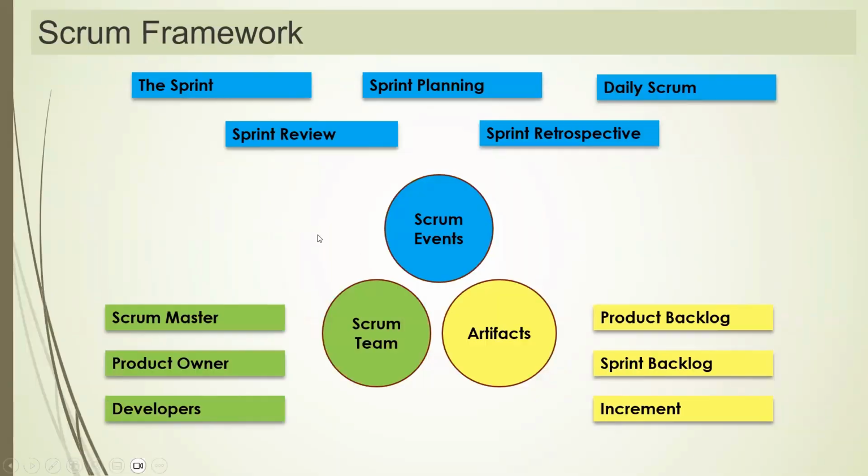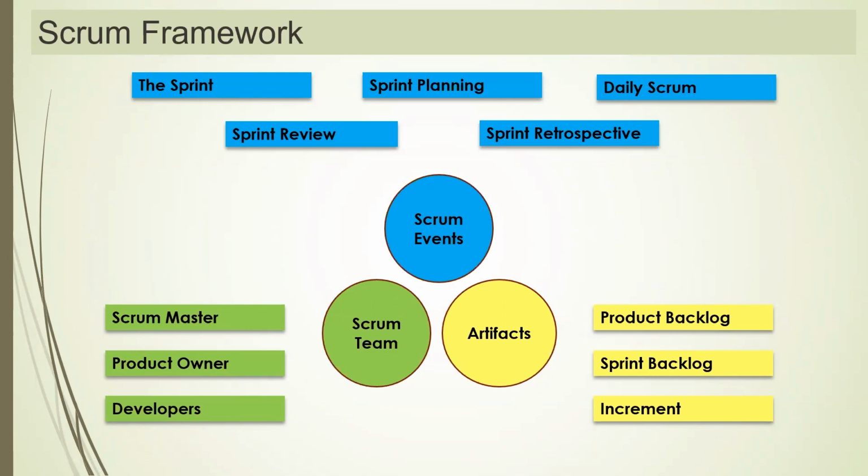The next one. Now we are coming to the Scrum Framework. First, we'll understand it from the Scrum event point of view. Scrum event is a blue color circle, and it has these many events which are part of the whole Scrum cycle. One is the sprint itself.